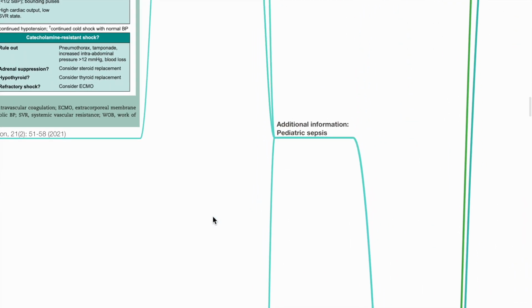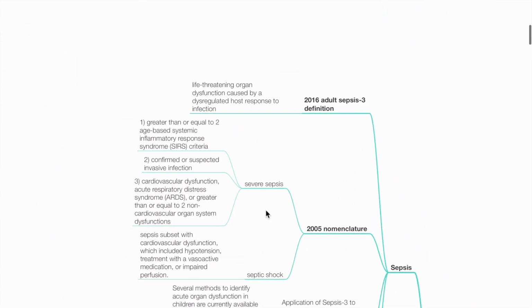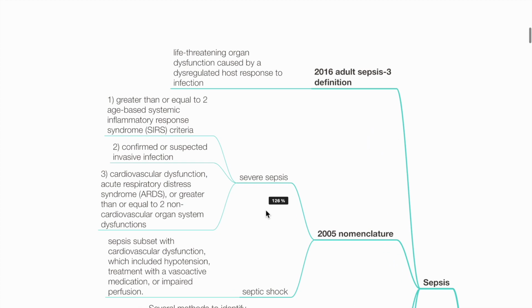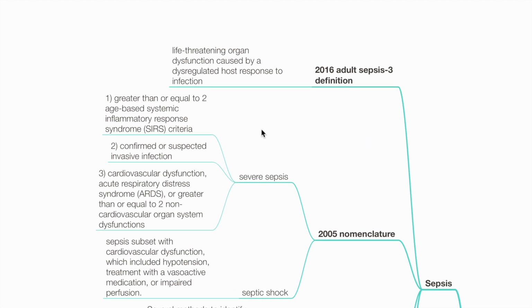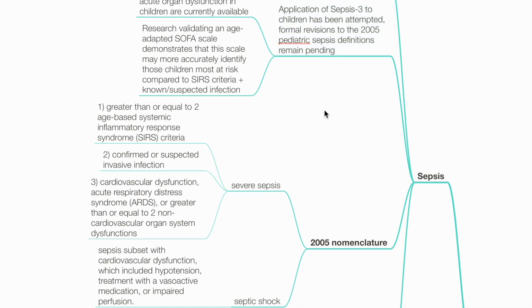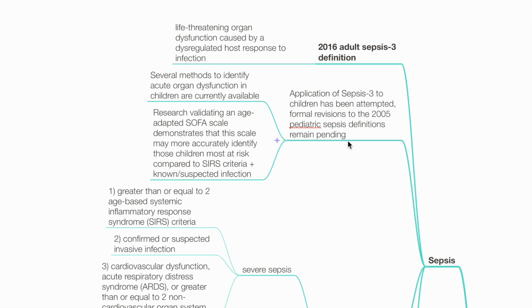Additional information: pediatric sepsis. Definition of sepsis. In 2016, the adult Sepsis-3 definition is life-threatening organ dysfunction caused by a dysregulated host response to infection. Application of this definition to children has been attempted. Formal revisions to the 2005 pediatric sepsis definitions remain pending.